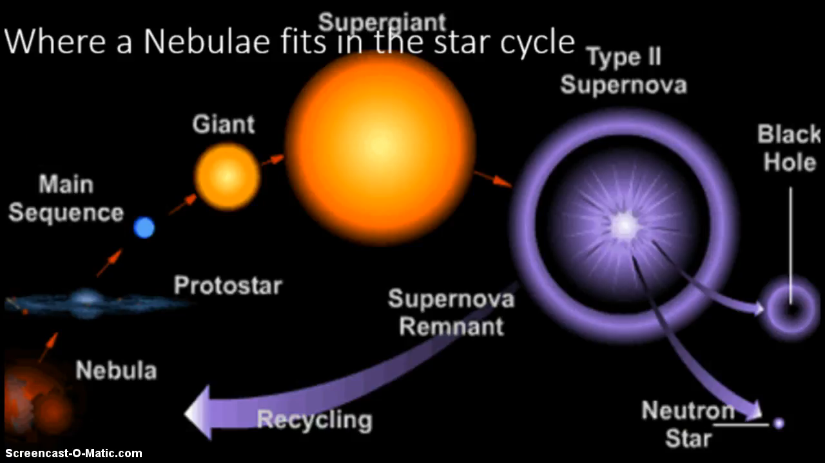This picture just kind of shows where a nebula fits into the star cycle. It's right at the beginning or the end, depending. Starting with a nebula, going to a main sequence, in turn creating a giant, then creating your star, and it fits into the star cycle. We're moving on.